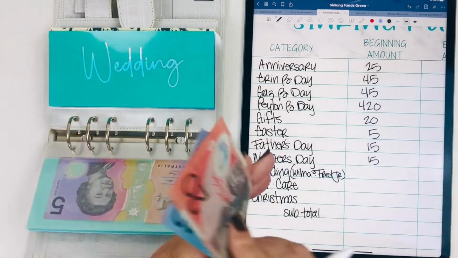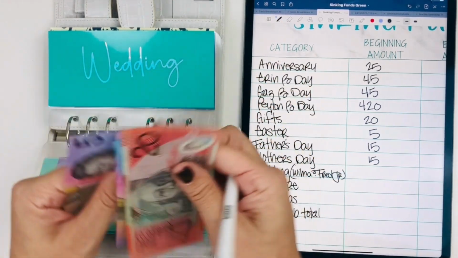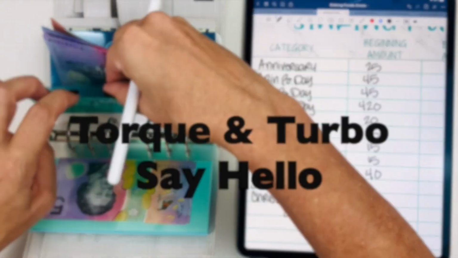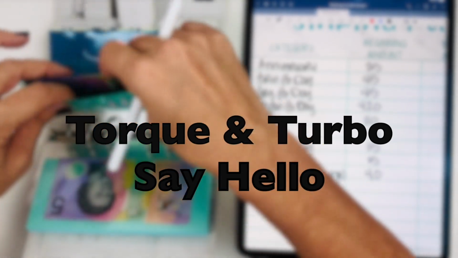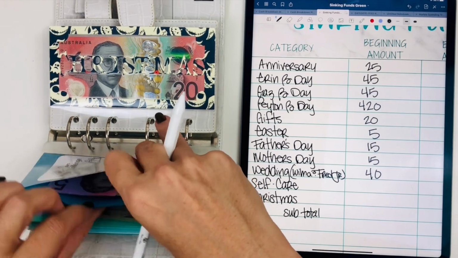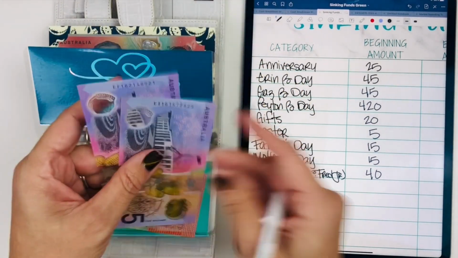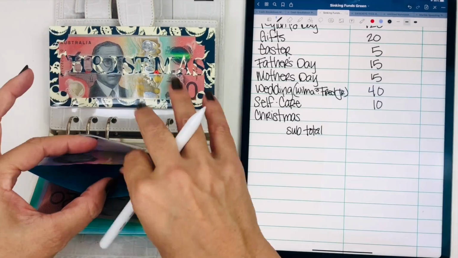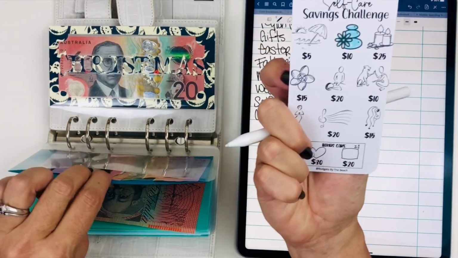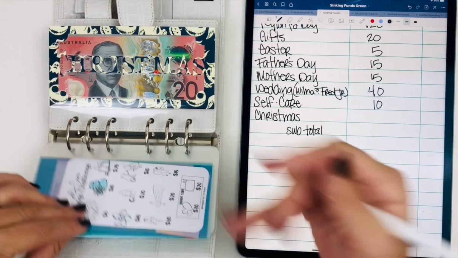So wedding, this is for Wilma and Fred Jr. That's got $20, $30, $35, and $40 in it. Self-care, have I put anything in self-care yet? I have. I've got $5, $10 there, which does match with what my tracker says I should have. Probably should check that it's matching with my trackers.